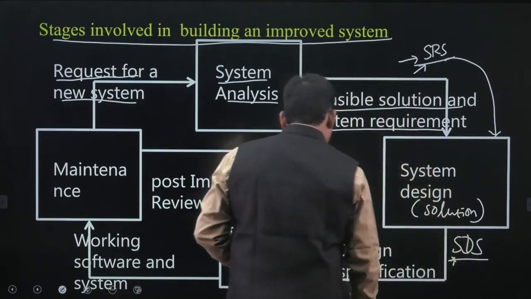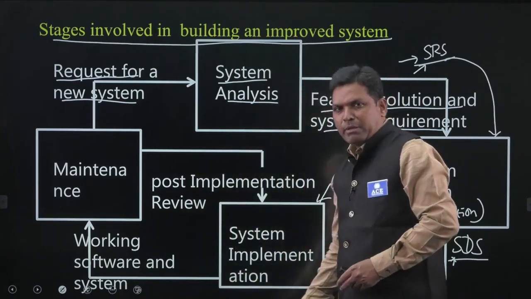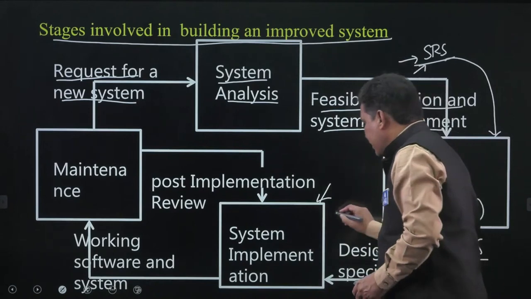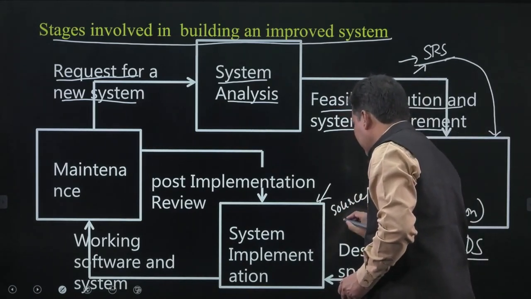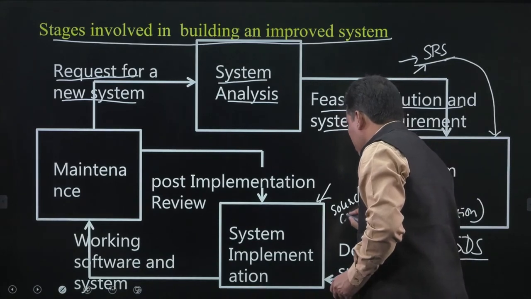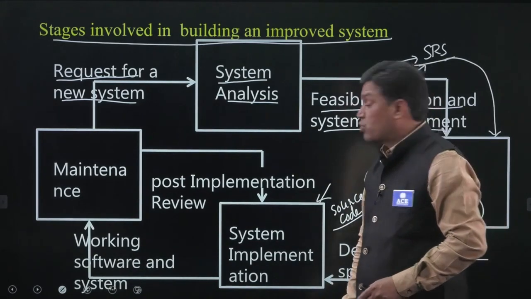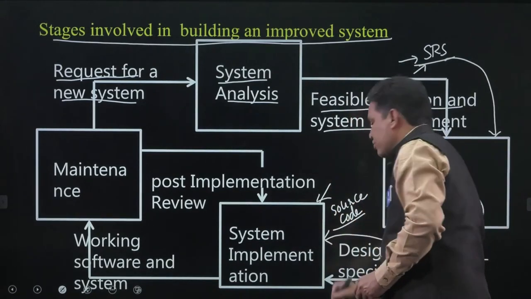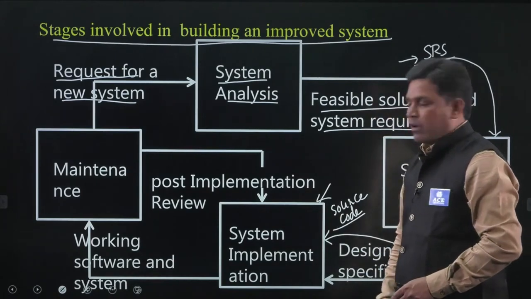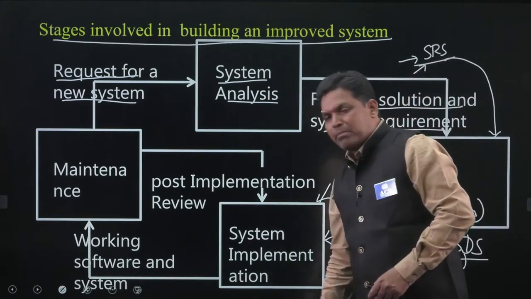So based on this SDS document only, system implementation will take place. So system implementation is nothing but what here? Generating source code. In this system implementation, generating the source code of the software system. So how to generate source code? Based on the SDS document only. The programmers or developers, they'll generate the source code. That is the importance of system implementation.